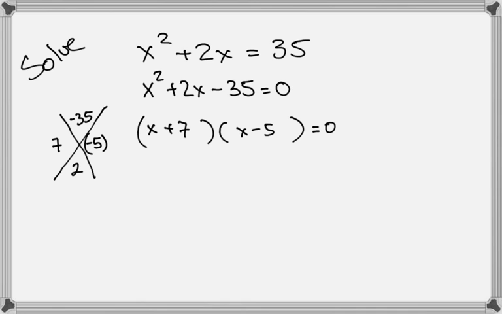Once you have it in factored form, you're going to set each factor equal to 0. x + 7 = 0. x - 5 = 0. And it's not prime. x equals negative 7 and x equals 5.